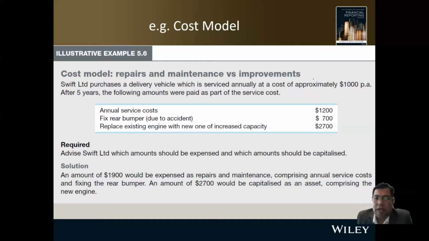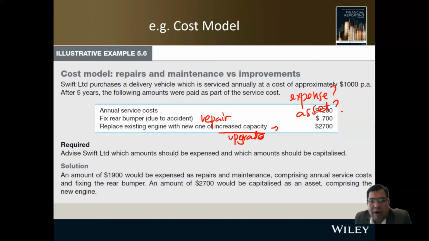So we have three types of cost here. Number one is the normal service cost. Number two is the repair cost. Number three is that you want to upgrade your engine, an increase in capacity. So how are we going to recognize this? Is this going to be your expense, or is it going to be your asset? Advise Swift Limited which amount should be expensed and which amount should be capitalized.